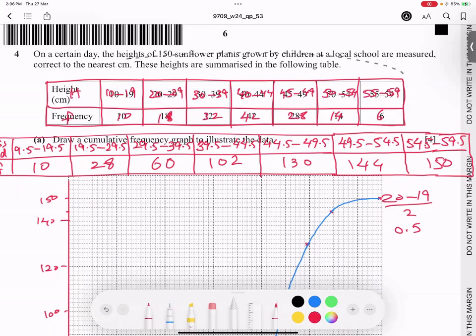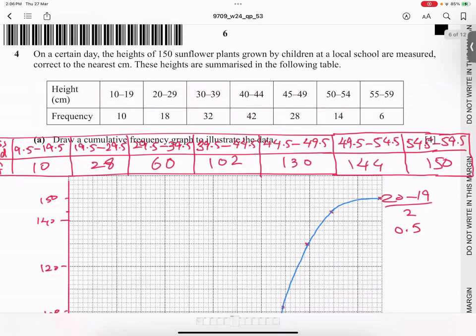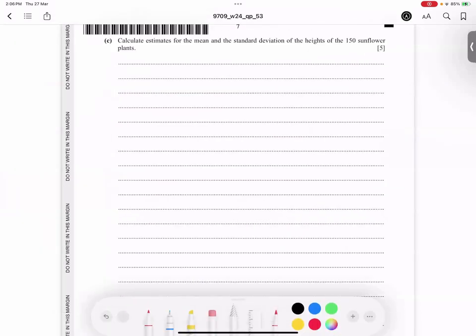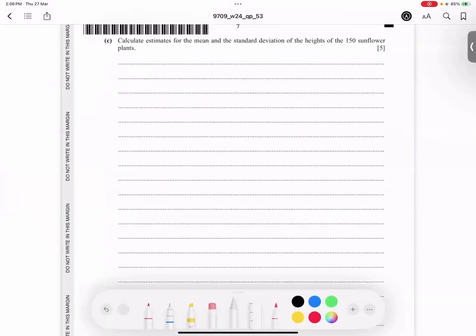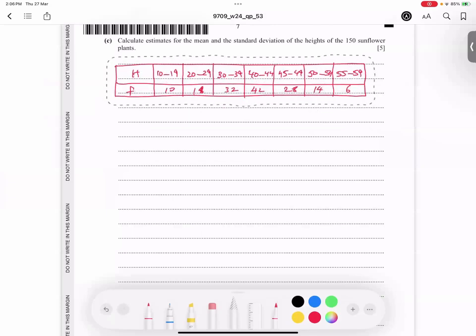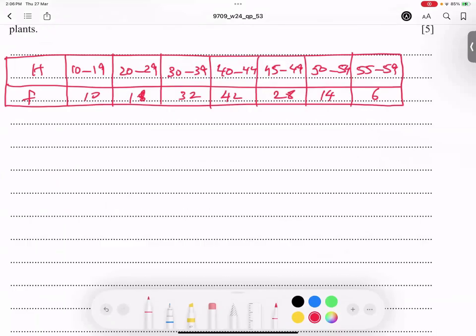So I will take this data table because without this, we can't work. So cut from here and paste on the next page. So let's complete. So now I can work easily. Check it now. What is the formula of the mean?